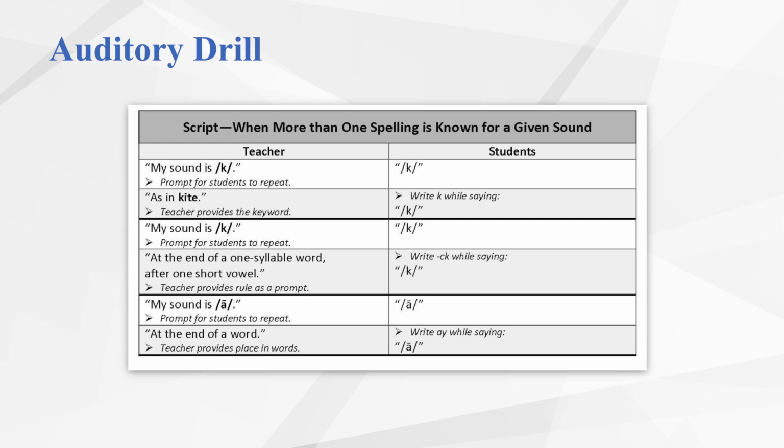In the final example on this screen, you'll see a position or place value clue. The teacher asks students to spell the sound /ā/. Students repeat /ā/. The teacher could have provided the keyword play, but in this example, the teacher provides a place value clue. "I'm looking for the spelling at the end of a word." Students respond /ā/ while writing AY on their paper, because AY is the best choice for spelling /ā/ at the end of a word. Again, as students acquire more skills, more prompts are often necessary to support them in knowing which spelling is intended.